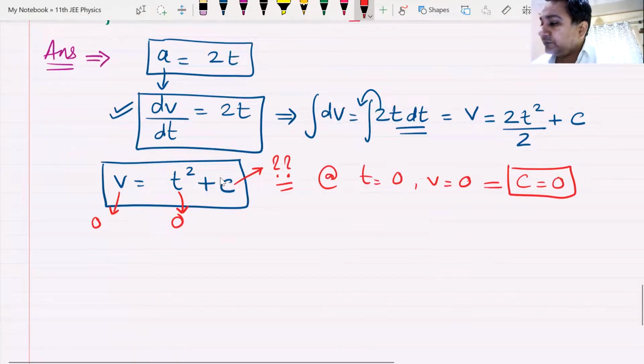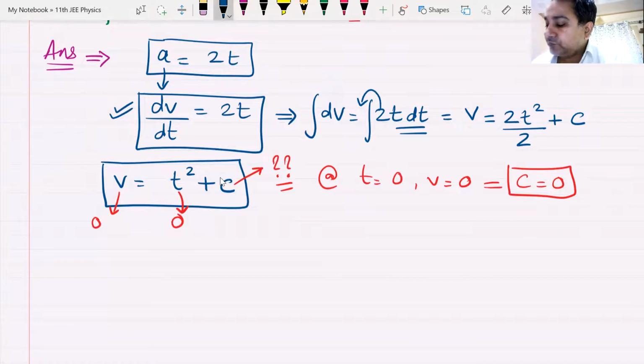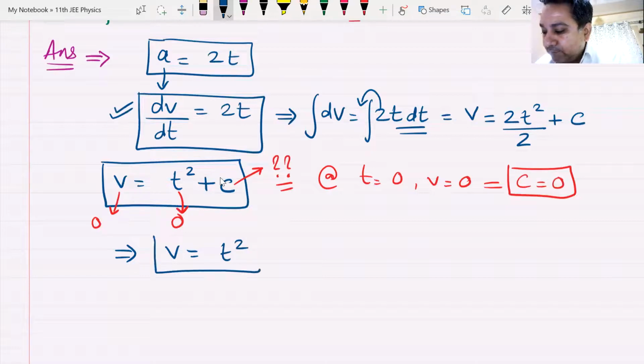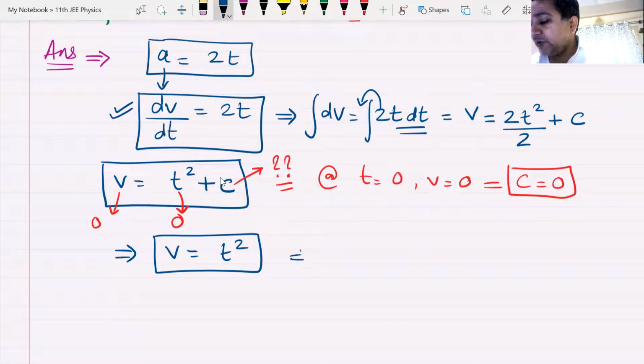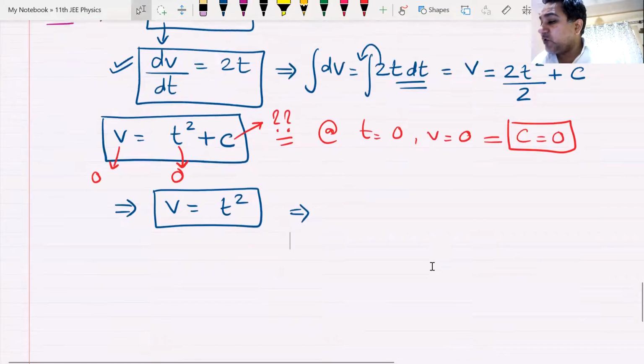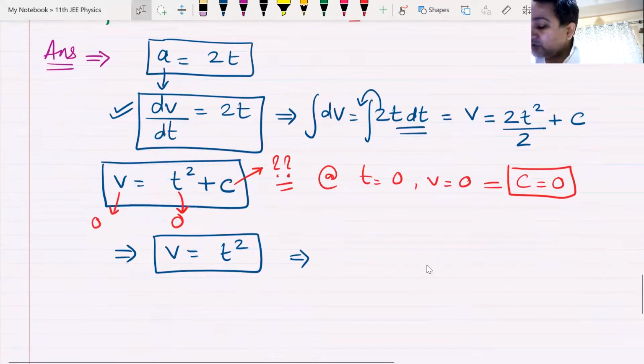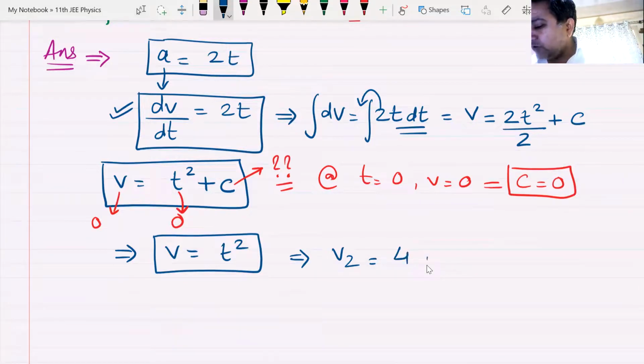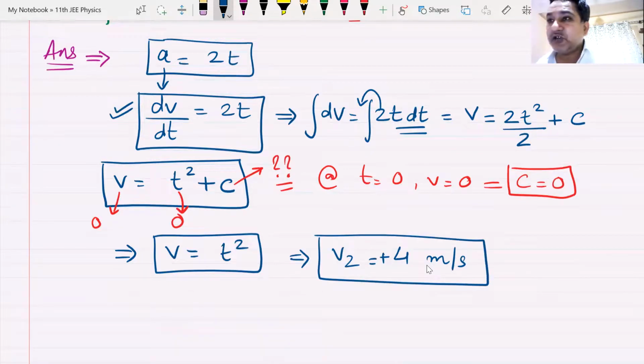If c is 0, then I can write velocity as t squared. That means velocity as a function of time is v is equal to t squared. At 2 seconds, what will be the velocity? Velocity at 2 seconds will be 2 squared. 2 squared is 4. So velocity at 2 seconds will be plus 4 meters per second. Am I clear with this? Can I have some raise hand that we understand this, sir?